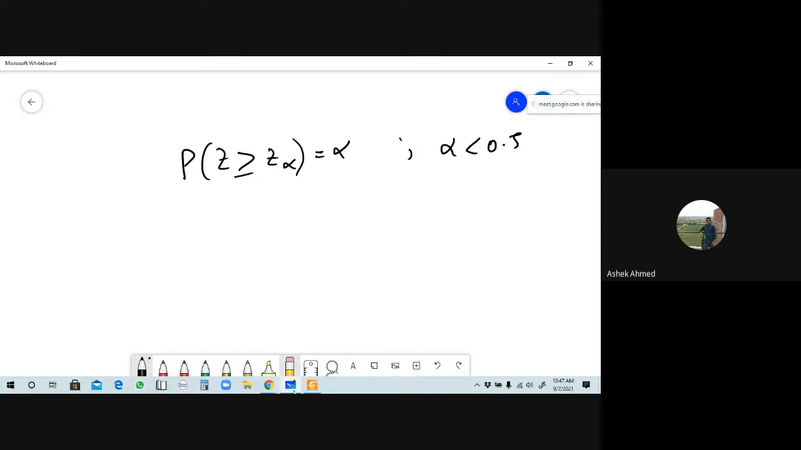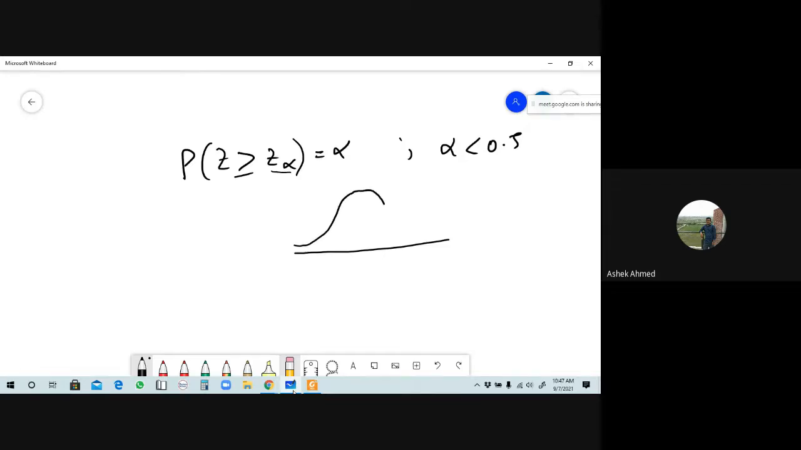Response me. The coefficient of z sub alpha. Is this a positive or negative value? Is the coefficient plus or minus, tell me. Sir, positive. Positive. Okay.